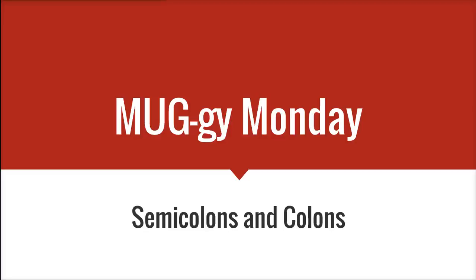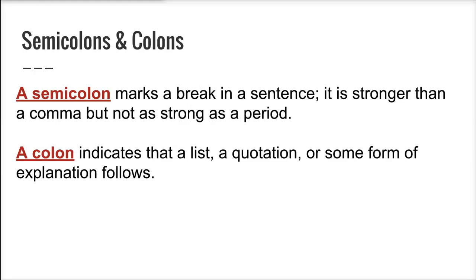So today we're going to talk about semicolons and colons. A semicolon marks a break in a sentence. It is stronger than a comma, but not as strong as a period. A colon indicates that a list, a quotation, or some form of explanation follows.